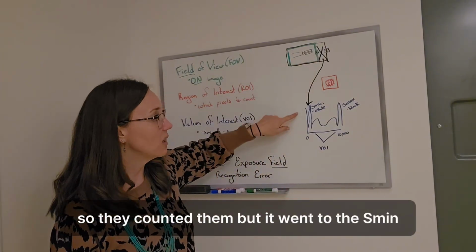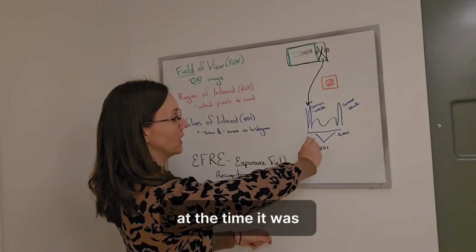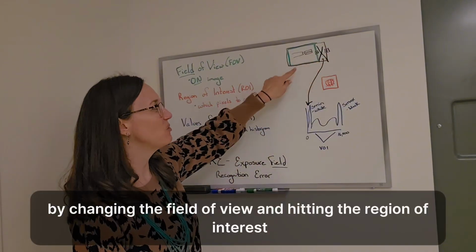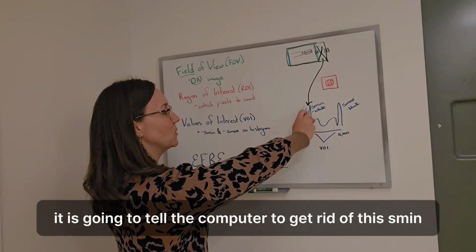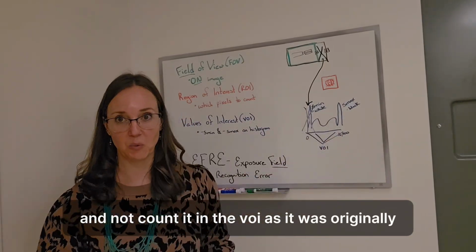So they counted them, but it went to the smin, and it's not part of the, well, at the time it was. We're gonna change this, rewind. By changing the field of view and hitting the region of interest, it is going to tell the computer to get rid of this smin and not count it in the VOI as it was originally.